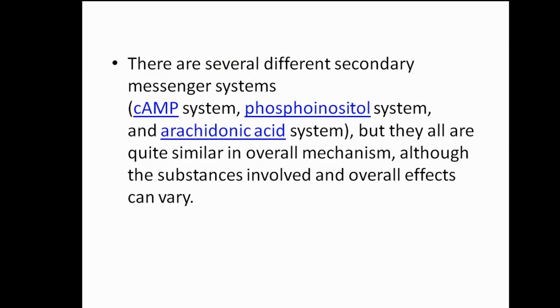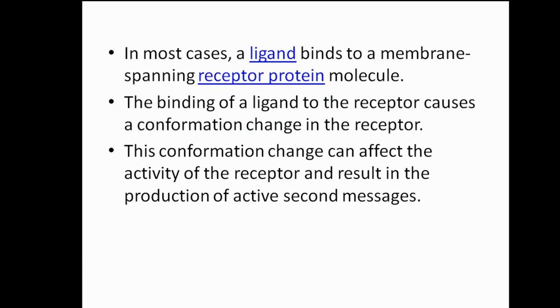There are several different secondary messenger systems available, but they all are quite similar in overall mechanism, although the substances involved and overall effects can vary. In most cases, a ligand binds to a membrane spanning receptor protein molecule. The binding of a ligand to the receptor causes conformational changes in the receptor. These conformational changes can affect the activity of receptor and result in the production of active second messengers.